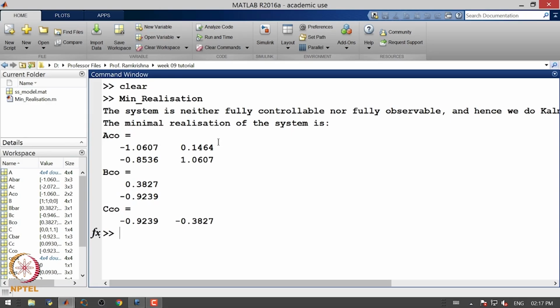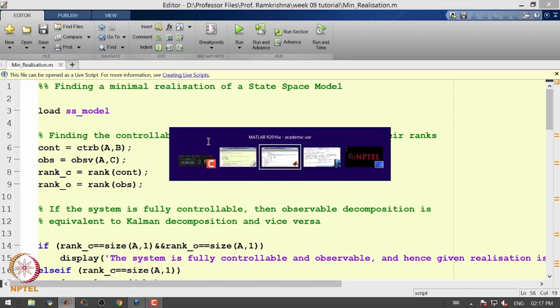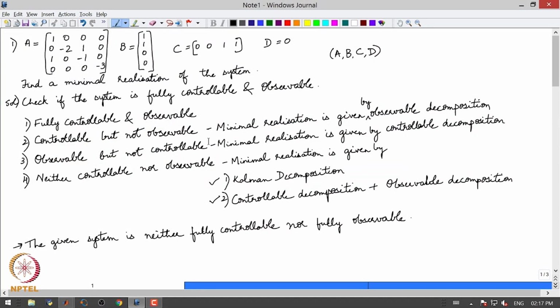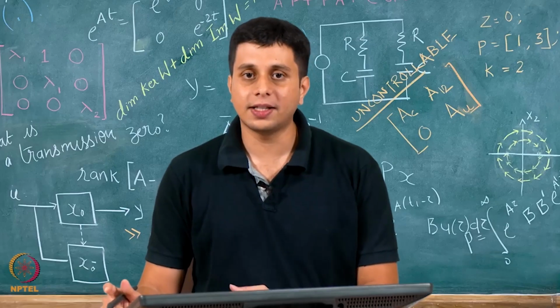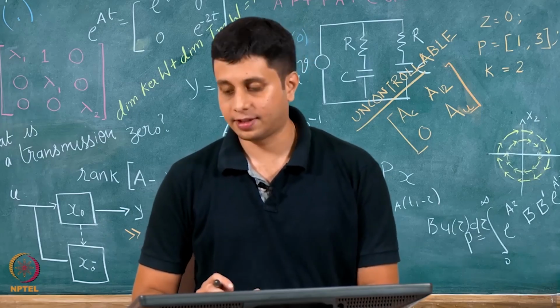So, I will upload this code, you can try it out on different matrices, and this is the way to understand how minimal decomposition is done. You can also use a command called minreal. So, there is a MATLAB command minreal, which will also give you the minimal realization, but it might not be the same as what you obtained using this way, but you can still verify that both the minimal realizations will lead you to the same transfer function. So, I will leave that for you as an exercise.